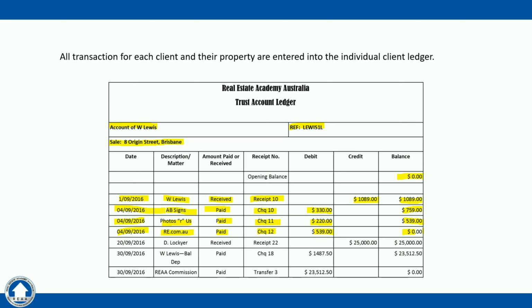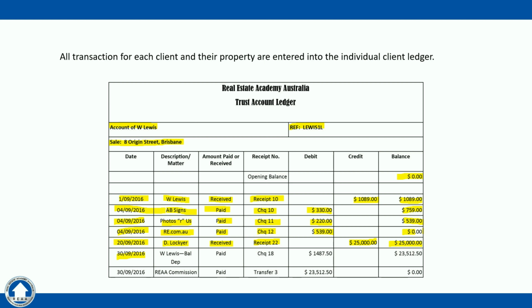Then after the marketing, on the 20th of the 9th, we received a buyer deposit from D. Lockyer for the amount of $25,000. So then the account is once again in credit for $25,000.